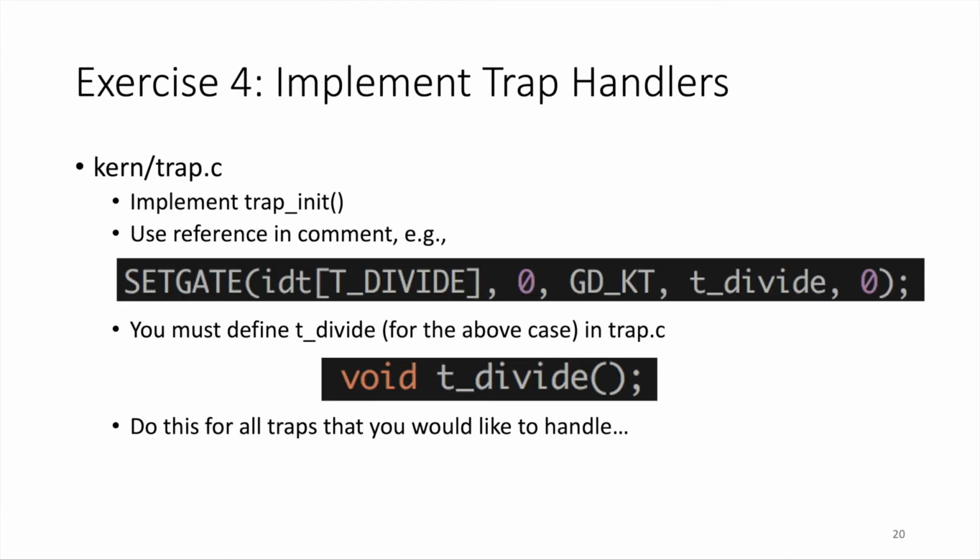And then in trap.c, you need to implement the trap_init function as part of exercise 4. Please use the code in the comment as a reference for using the SETGATE macro. For example, to set this kind of gate for the divide by zero error, you can use the macro like this. And please do this for all kinds of interrupts and exceptions that JOS needs to handle.